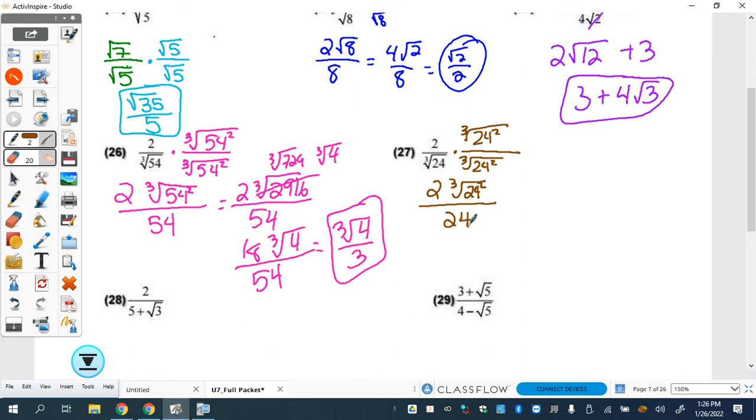All right, so let's see here. 24 squared is 576. Let's find our largest perfect cube that will go into 576. Is it 64? Yes, it is 64. So cube root of 64, and then it's the cube root of 9. 4 times 2 is 8.